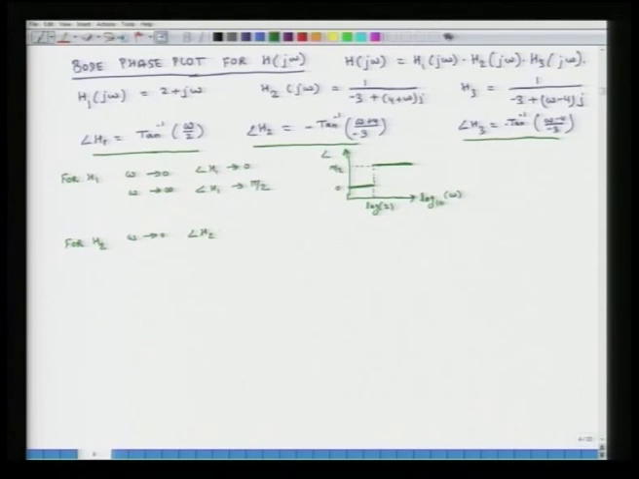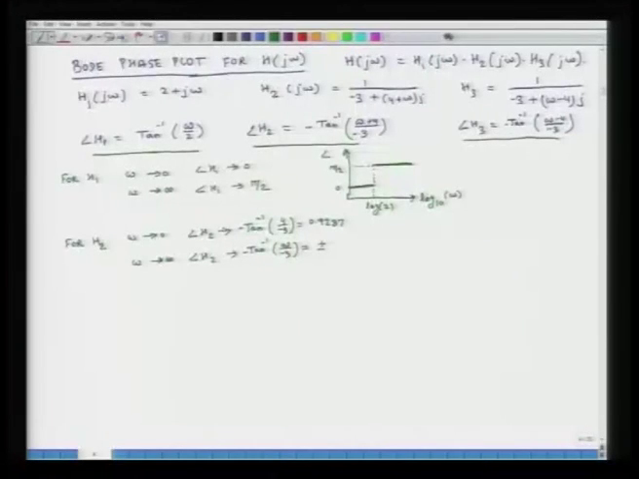So, now I am going to do the same thing for H2. As omega is approaching 0, phase of H2 is approaching negative of tan inverse of 4 over minus 3, and that is, I'll be a little more precise, 0.9287 radians. And as omega is approaching infinity, phase of H2 is approaching negative of tan inverse omega over minus 3, and when omega becomes extremely large, then essentially it becomes plus minus pi over 2. So, when omega has a positive value and it is extremely large, then it becomes pi over 2.